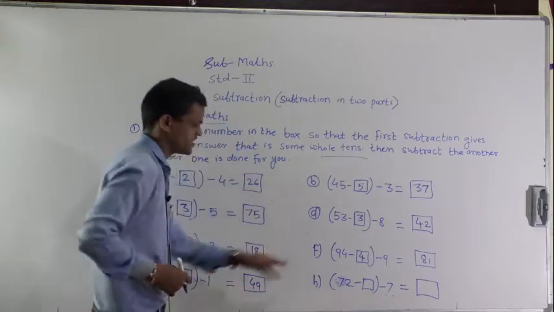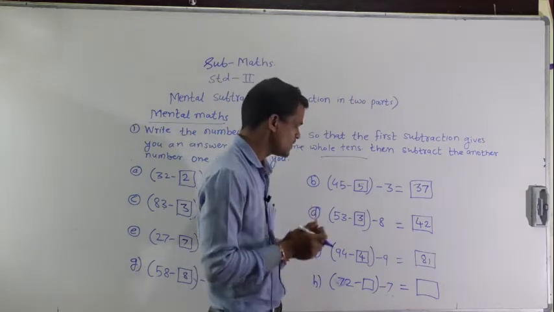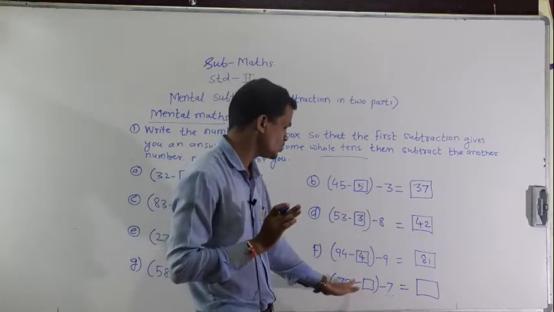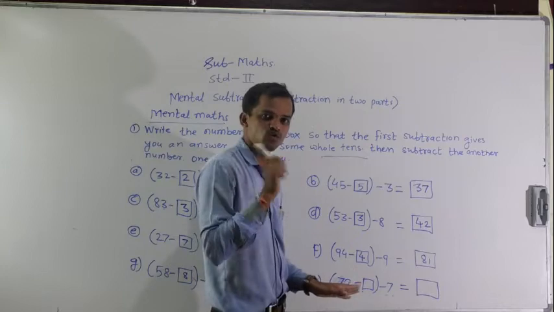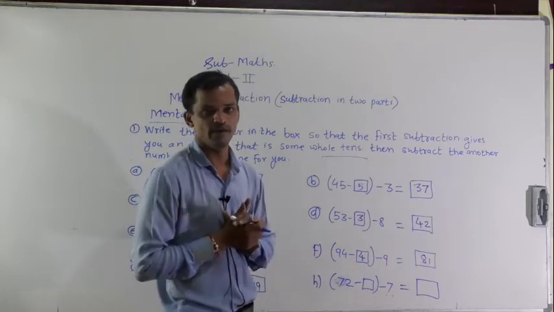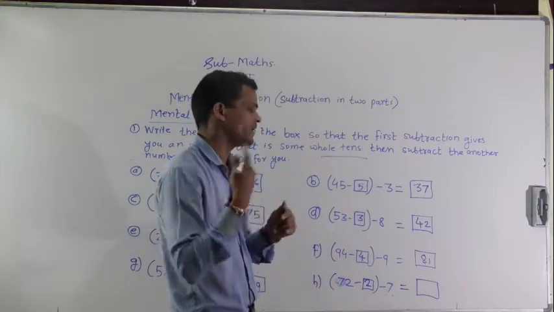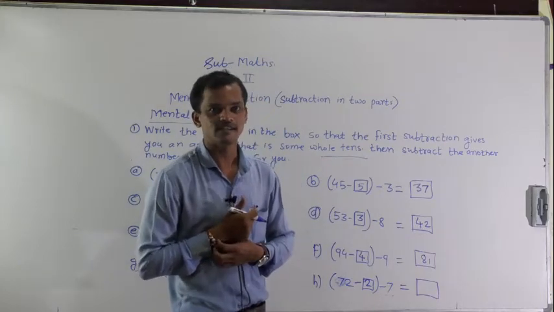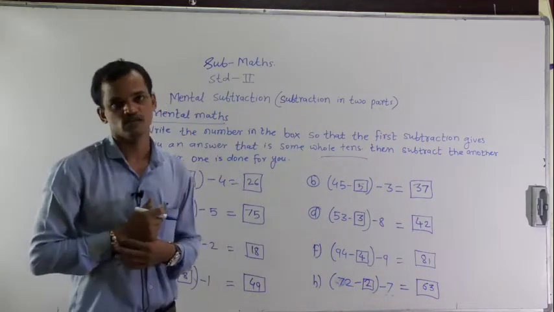49. Next example, 72 minus blank, minus 7. Okay. So, first decide which number should be subtracted from 72 so you will get the nearest tens. If we subtract 2 from 72, you will get 70, and 70 is the nearest tens of 72. So, 72 minus 2, 70, and next step 70 minus 7, that is 63. Like this, you have to solve this first question.